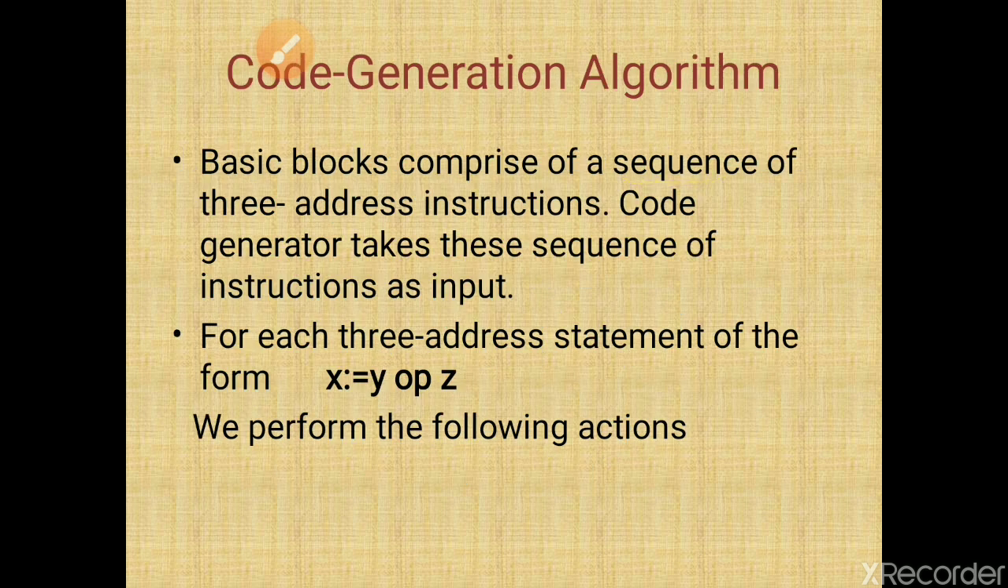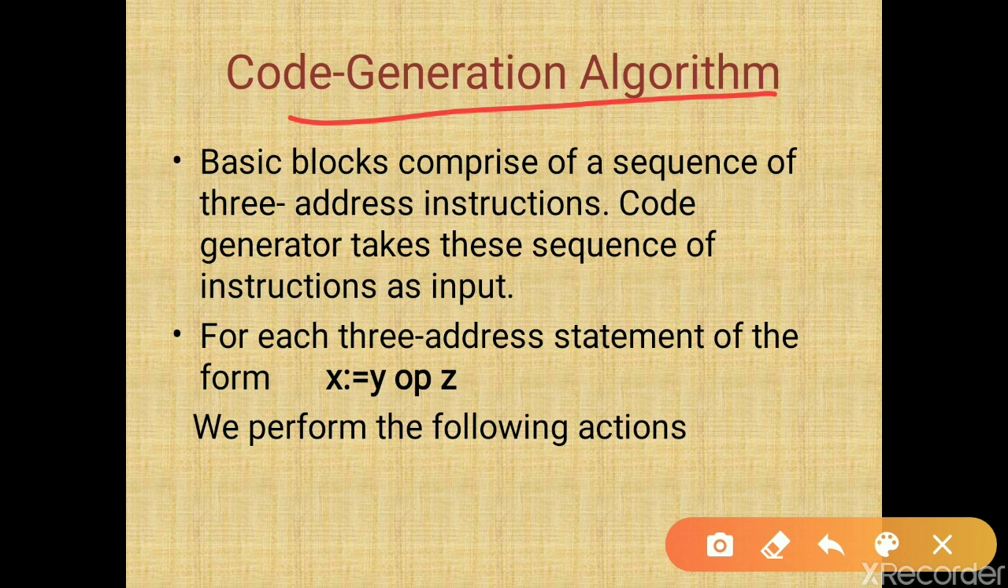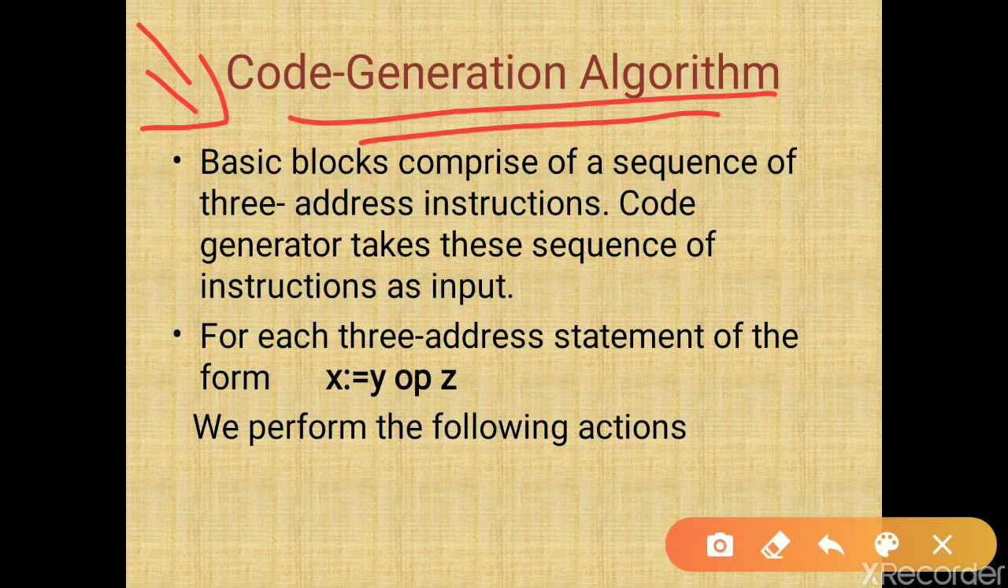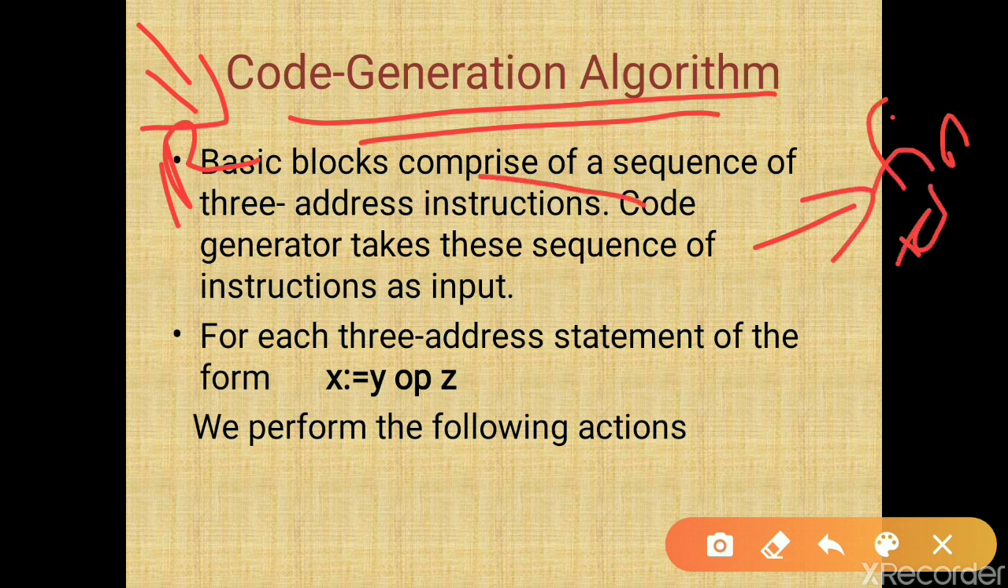Now we will see the simple code generation algorithm. This is very important from your exam point of view. The code generation algorithm: a basic block comprises a sequence of three address instructions that we already discussed. For code generation, we are giving some intermediate representation, IR, and it will give you the final code. The final target code is our output. So in that we are giving the instruction in the form of three address instructions.